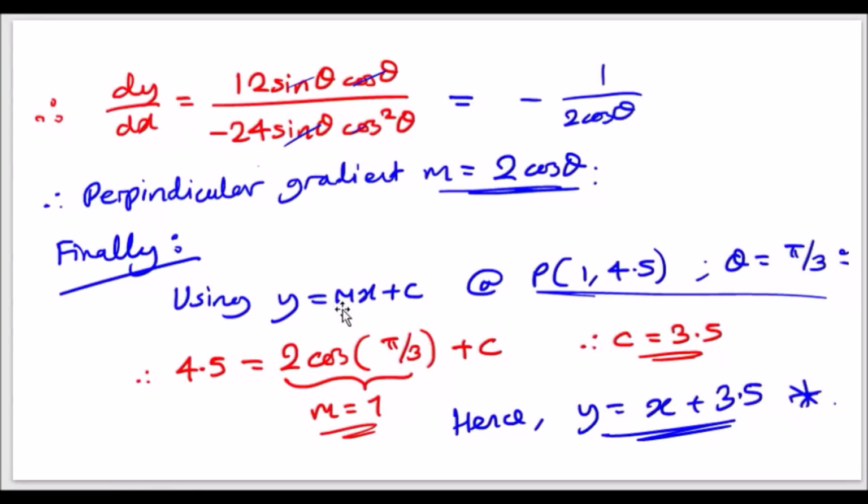Using y equals mx plus c like I did, we're going to plug in theta equals pi over 3 because we need that, and plug in the point P to find the value of c. Putting the values in, when you put pi over 3 in here, you should get a gradient of 1. So m is definitely 1. Then 4.5 equals 1 plus c. Subtract 1, you get 3.5. Hence, we get the equation they asked for. That's really it.